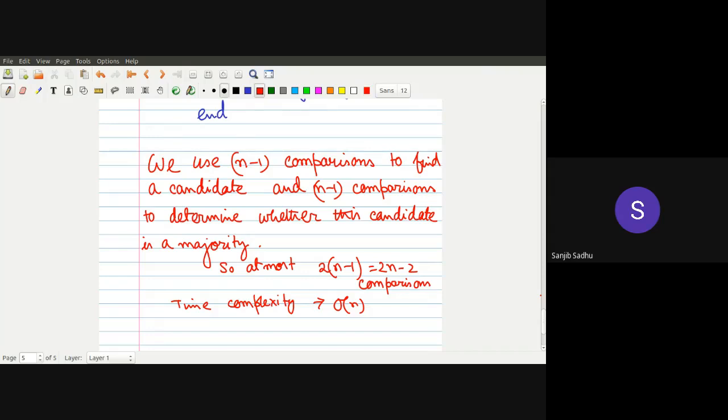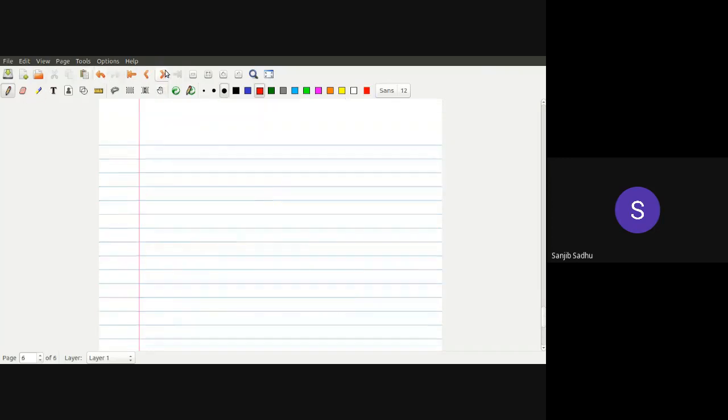Skyline problem. I'm just saying, suppose there is something like this. These are the buildings.